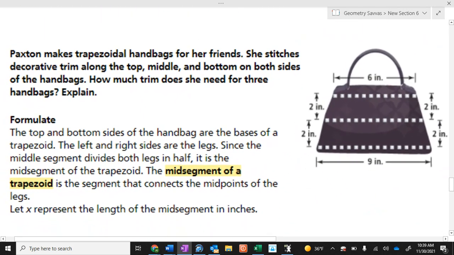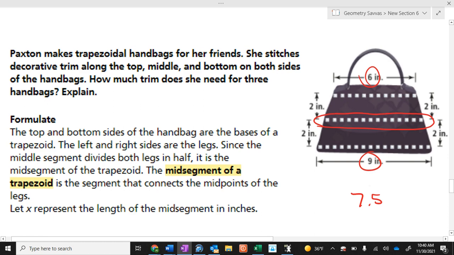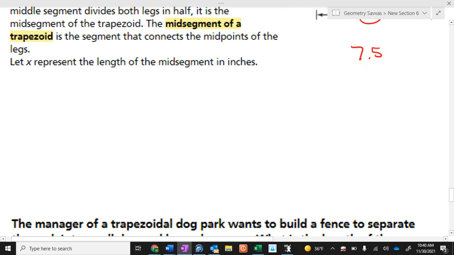So here's a Gucci purse or whatever. So we're wondering how long this line of jewels is. It's going to be 7.5. So you add up 9 and 6 and divide it by 2 and you get 7.5. Now those are easy ones.